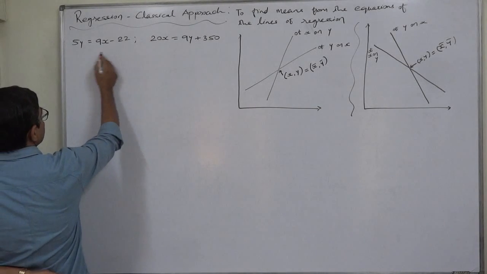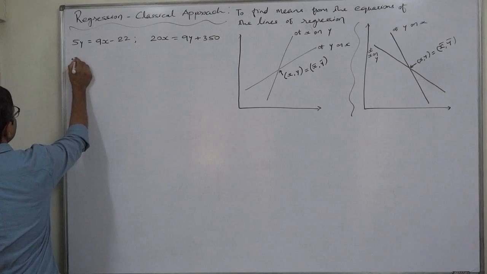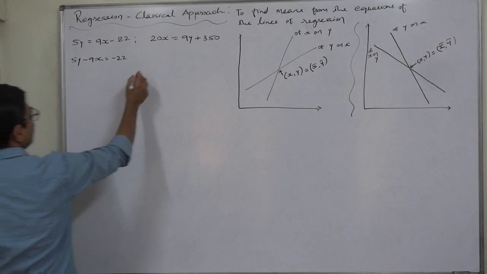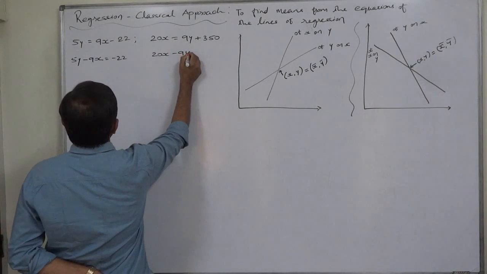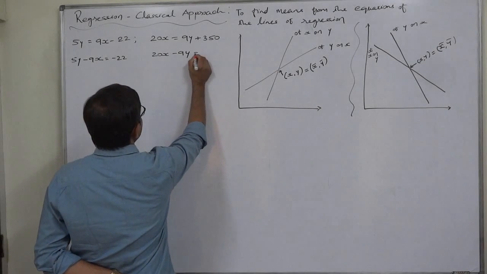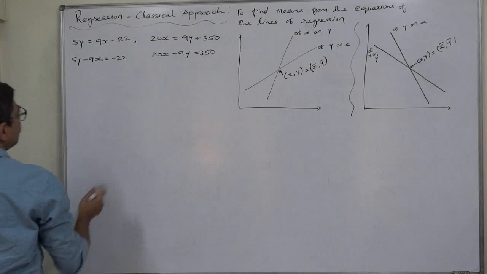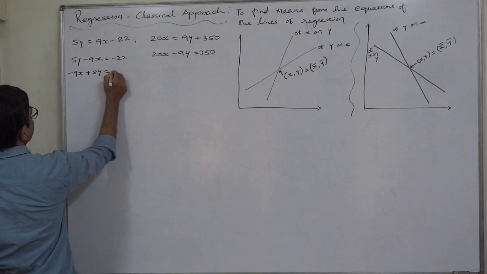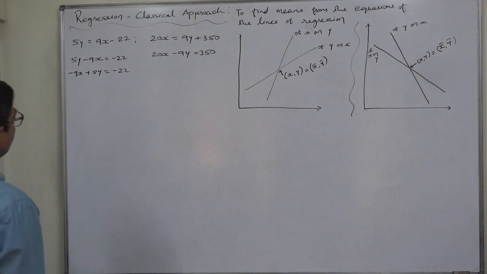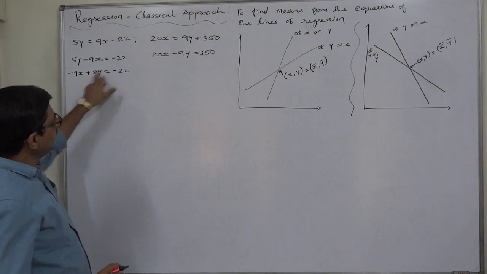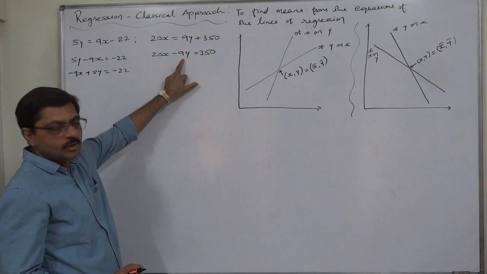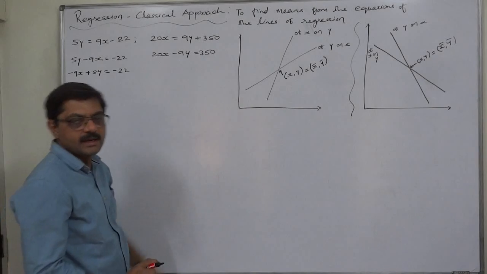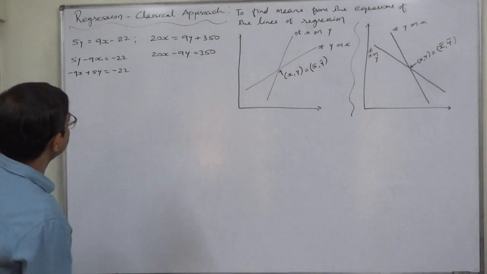First of all, let us make this 22 or minus 22 subject. So it will be 5y minus 9x equals to minus 22. And here it will be 20x minus 9y equals to 350. Let us arrange minus 9x plus 5y equals to minus 22. Okay, now what should we do? See, here it is 5y and it is 9y. So if we multiply this equation by 9 and this by 5 and then solve them, we can have the values of x and y very easily.